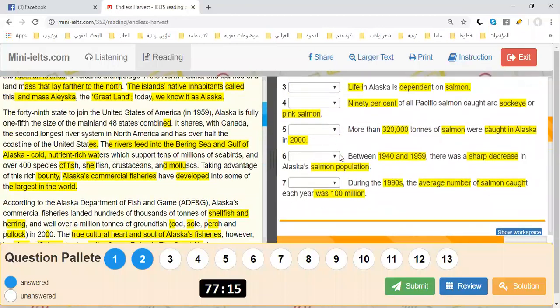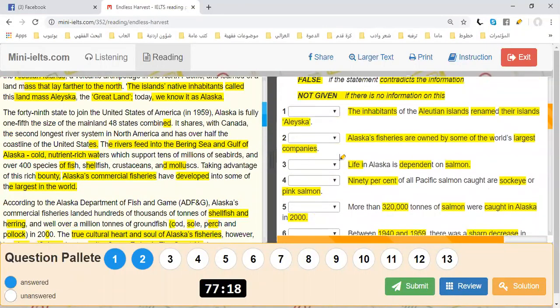So this is how we do the true, false, not given question. You should be careful about every tiny detail in the statement, and notice the same exact meaning in the passage, and be sure whether this word means the same as the word in the passage or not, and whether the information is stated there or not.